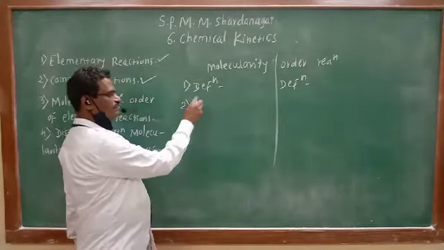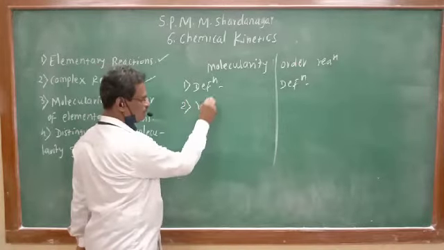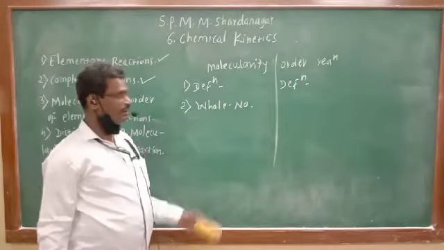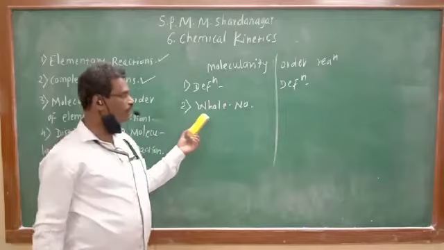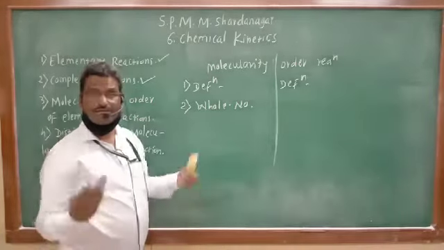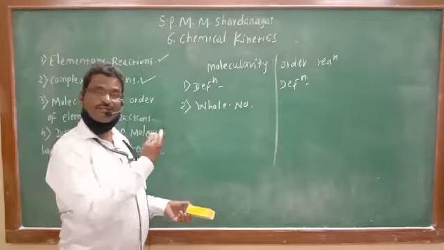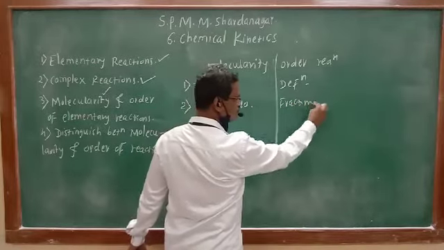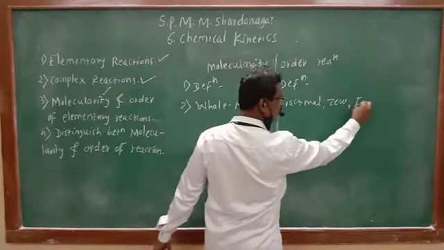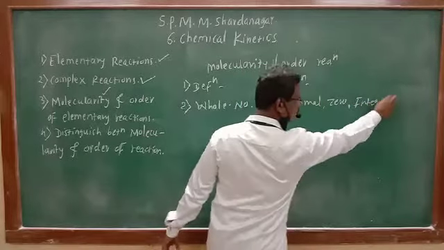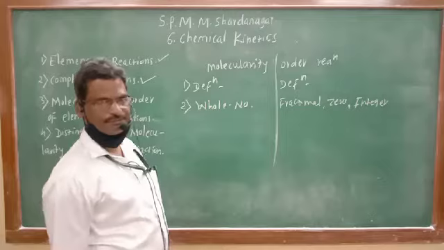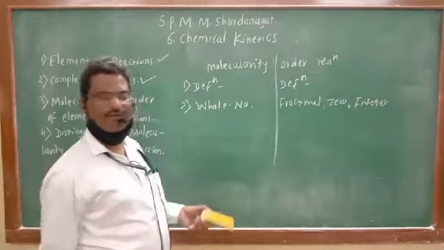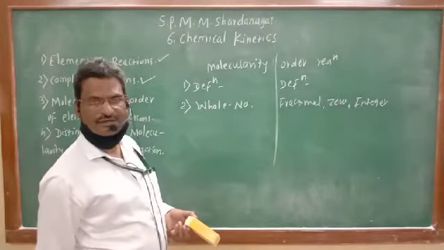Secondly, molecularity is always a whole number, always an integral number. Can it be 0? No, never it will be 0. Can it be fractional? No, always it is a whole number. But order of reaction can be fractional, it may be 0, or it may be an integer also. That is the difference.